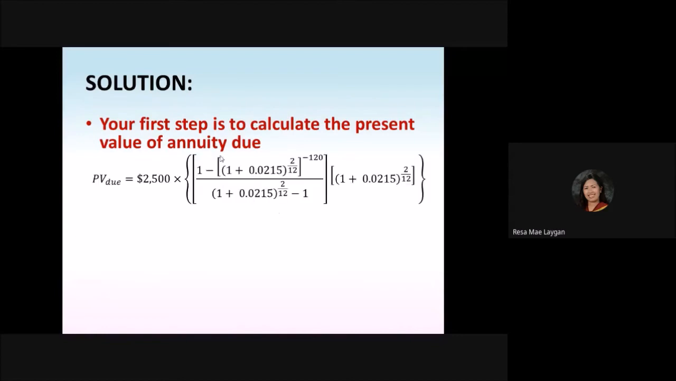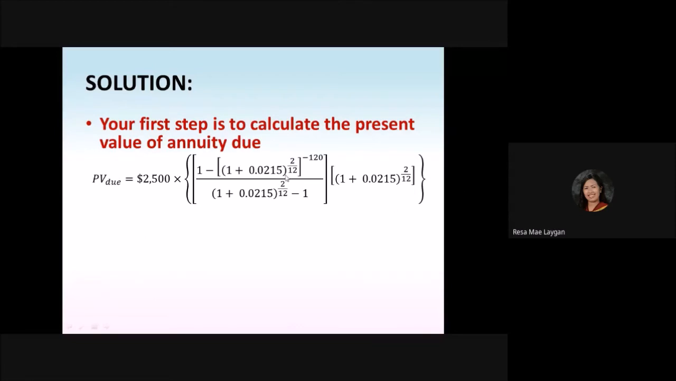So using the formula, you simply substitute the given values. So you have here your annuity payment, which is $2,500. Your periodic interest rate here is 0.0215. And your compound frequency is 2. And your payment in 1 year is 12 because you have to pay each month, right? And here you have your N, which is 120. So since it is a present value, it is negative 120.